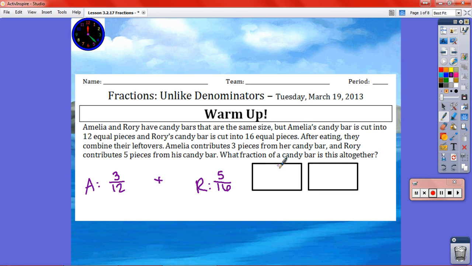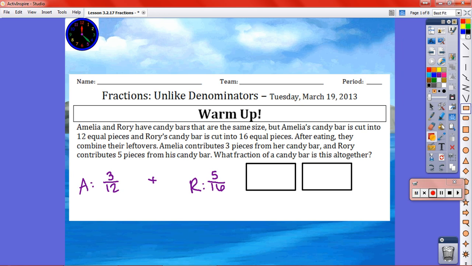Amelia has 12 pieces, so I'm just going to cut that into 3. Let's use a line for that. 3 pieces this way. Try to get that as even as possible. And then 4 pieces this way. I know I can't make the pieces exactly the same size, but we should get an idea.